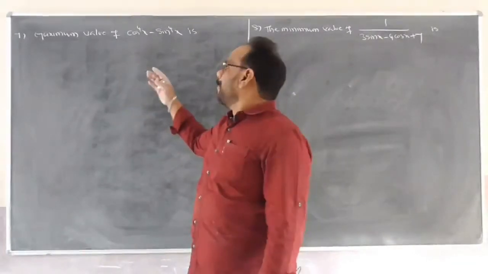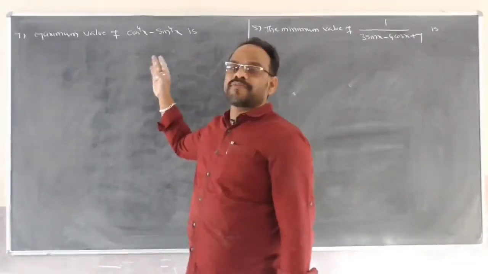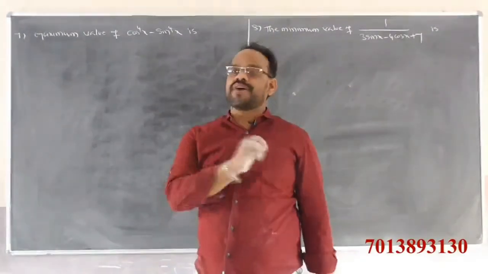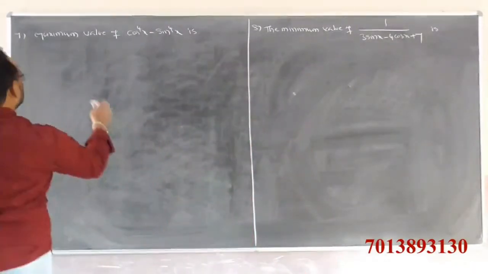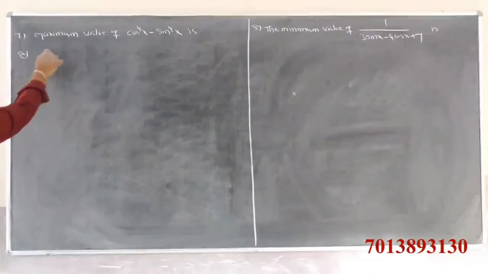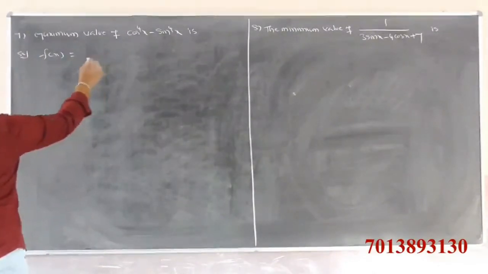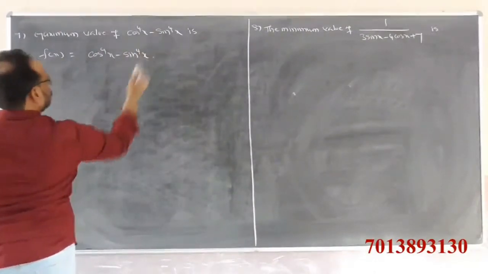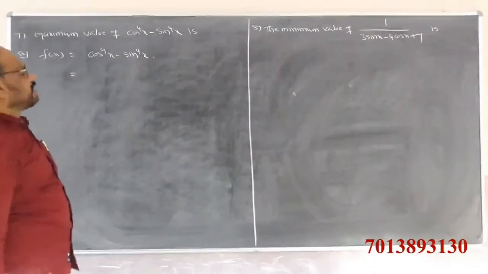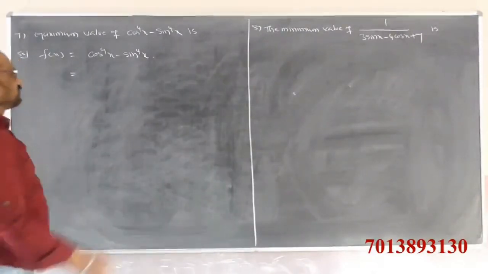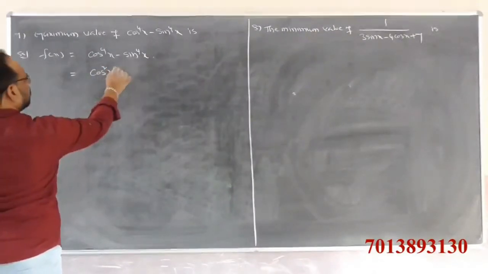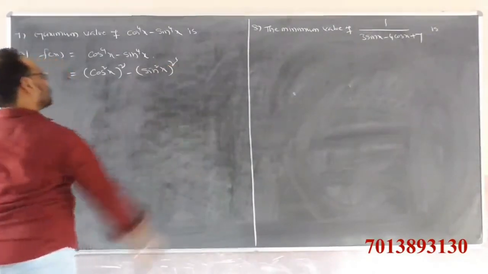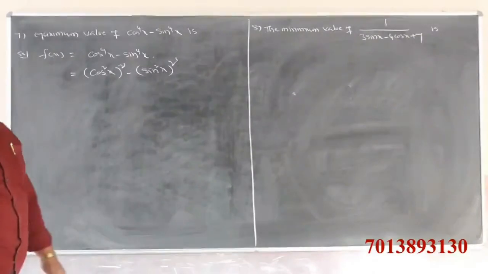7th one. We want the maximum value of cos power 4x minus sin power 4x. They gave the function f of x equals cos power 4x minus sin power 4x. This can be written as cos square x whole square minus sin square x whole square.